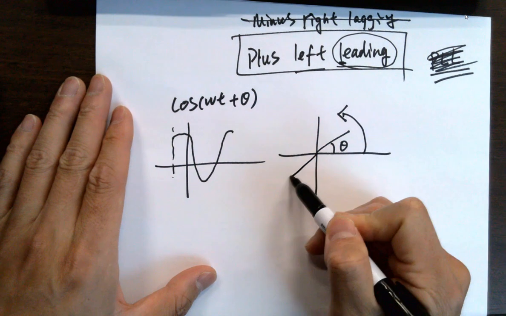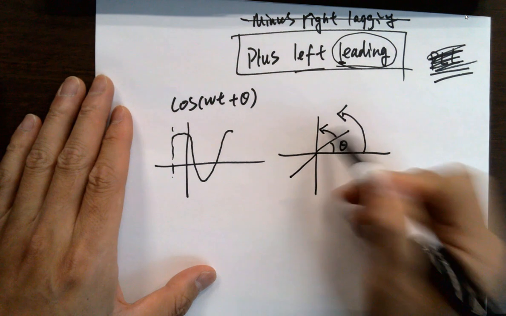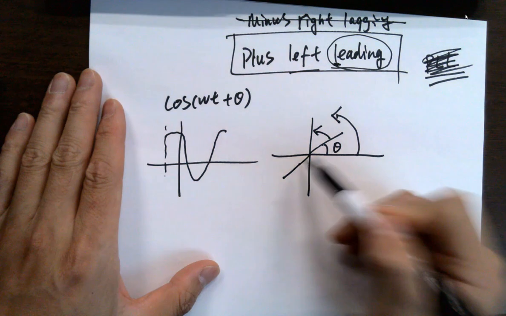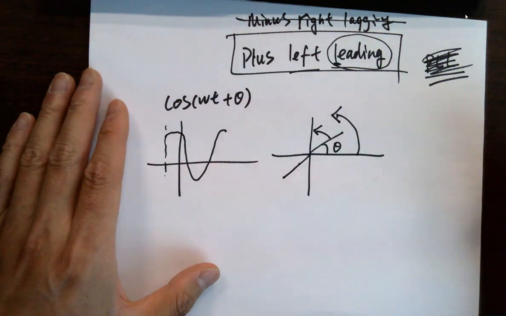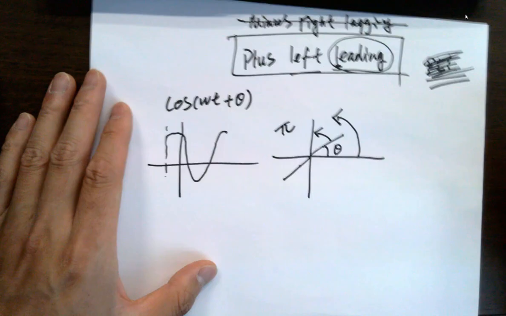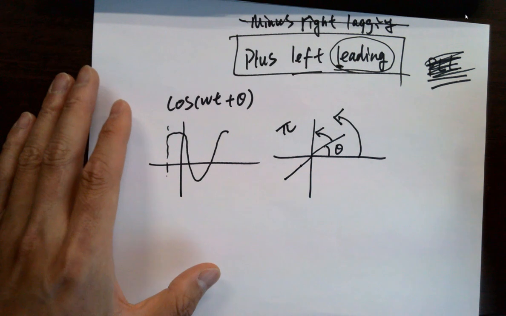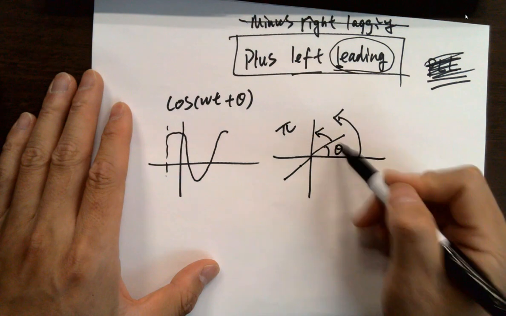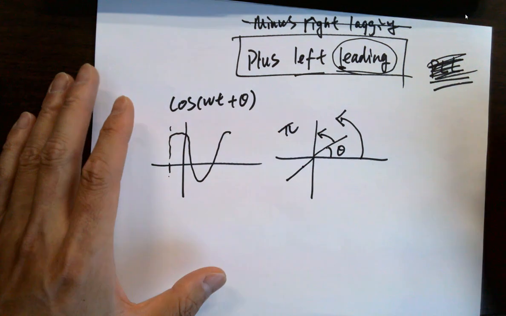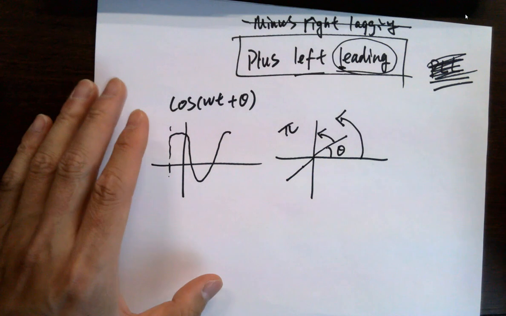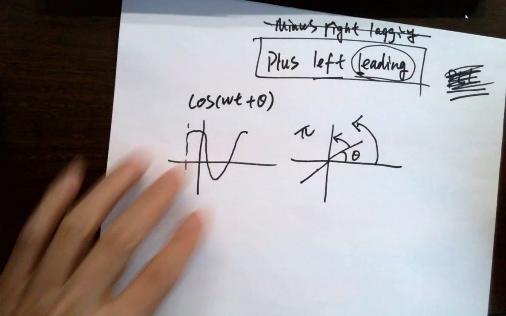So from here to here, moving to the left, how many degrees are needed to reach here by moving it to the left? Pi, right? It's a very bad problem because if you rotate in either direction, you'll get the same answer. Anyway, you know how to do it, right? So it's plus left leading, yeah?